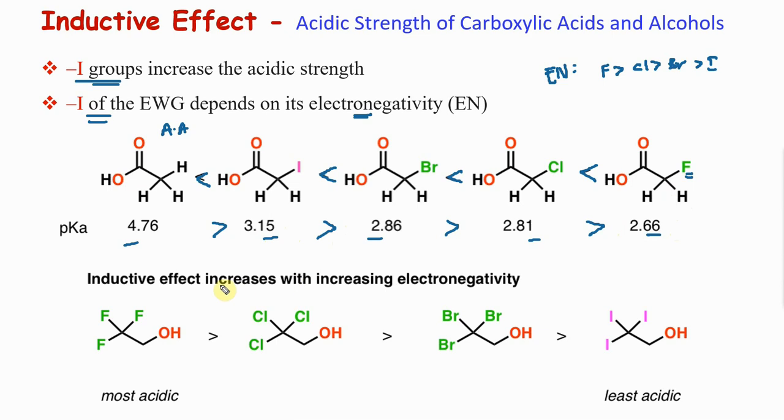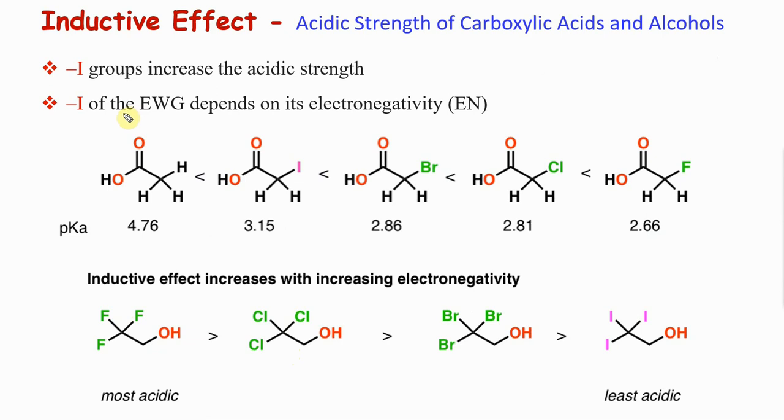Same thing, we can see one more. Inductive effect increases with increasing electronegativity. Now see here, it is an alcohol, so it's the same. It's all the same group, CH2OH each time. Now three fluorines is more acidic than three chlorines, which is more acidic than three bromines, than three iodines. Same as before, just a different example. So this slide tells you that electronegativity will determine acidity.